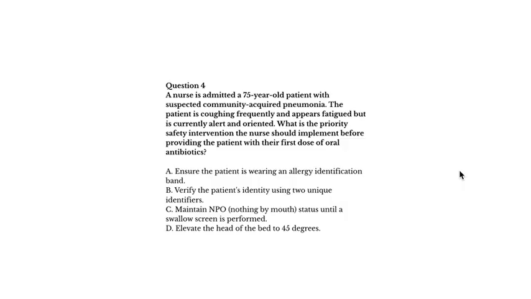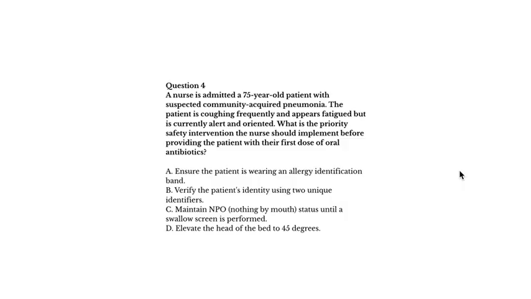Okay. So in this particular scenario, in the choices that you have, maintaining NPO is the best answer. So letter C is the correct answer. And the reason why, this is a 75-year-old and the patient has community-acquired pneumonia. We're not sure whether it's related to something like an aspiration pneumonia, right? So to be sure that the patient is safe before taking the first dose of antibiotic, maintaining NPO is the best option.